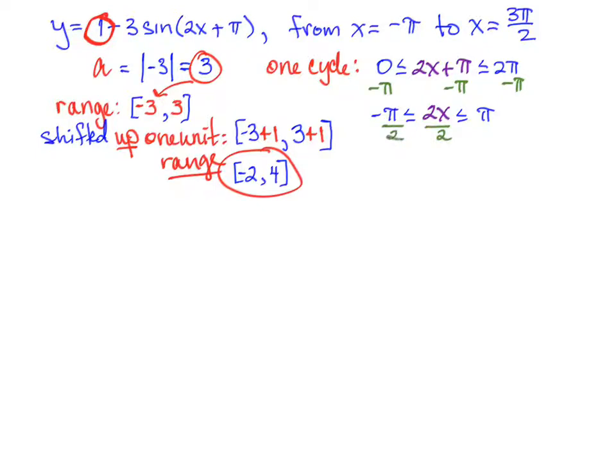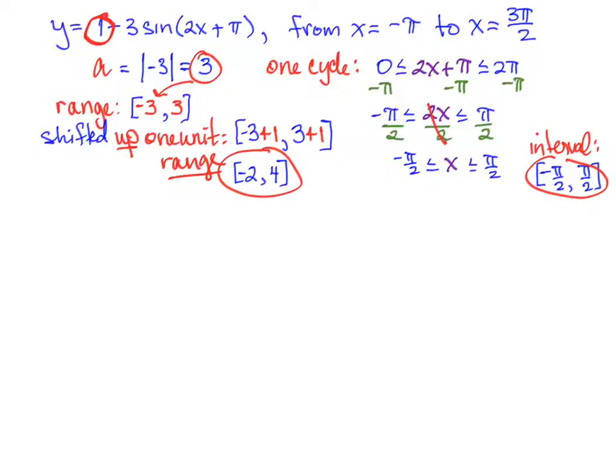We do that everywhere, and we get cancellation there. We're left with a new inequality: negative pi over 2 is less than or equal to x is less than or equal to pi over 2. So this is our new interval. This is the cycle we were looking for. The new interval in interval notation is negative pi over 2, comma, pi over 2. We have square brackets at both ends because we're including those two numbers.